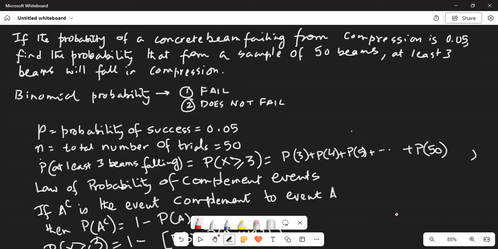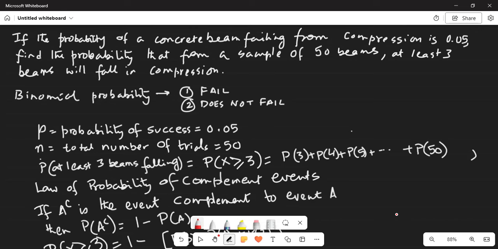So I've written a few things before I came to the class. This is a binomial probability problem because there are two particular outcomes or results possible: either you fail or you do not fail. The probability of success, in this case the probability of the beam failing from compression, is 0.05. My total number of trials, or the sample size, is 50.